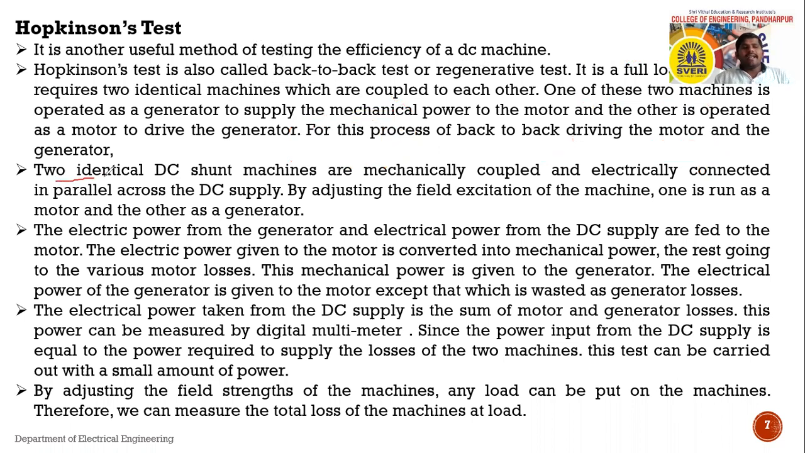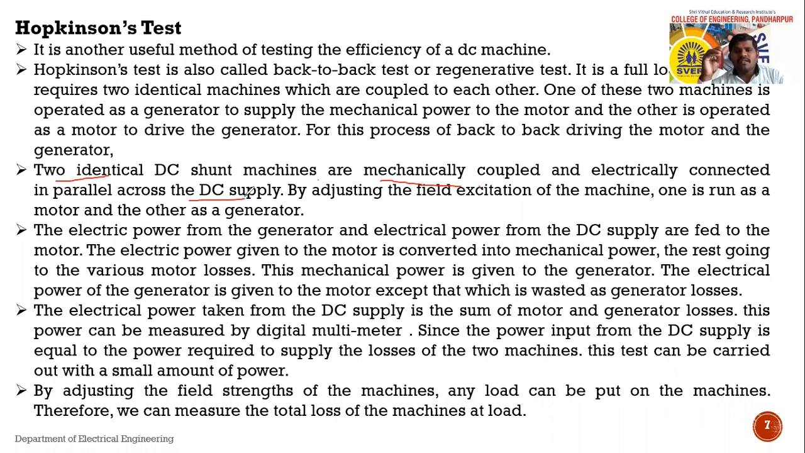The two identical DC shunt machines are mechanically coupled to each other and electrically connected in parallel across the DC supply line. How can it be constructed? We require two identical machines, whether it may be a DC generator or a DC motor. Of those two identical machines, one machine can be run as a generator, and one machine can be run as a motor.